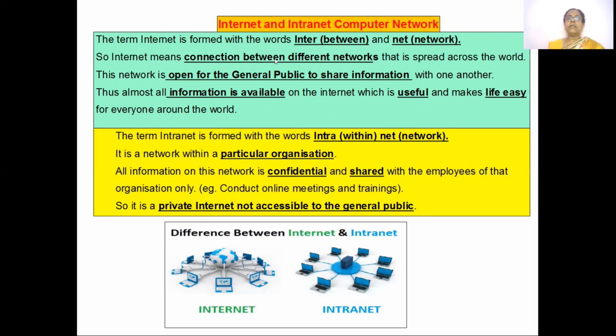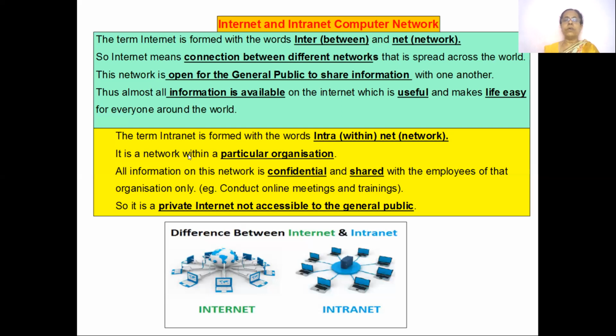So internet is a network of networks. It is a connection between different networks. That means LANs are connected to different LANs and then spread across the world. And it is open for the general public. Anybody can use the internet to send information or to collect information over the net, and it is useful in our everyday life. Let's see intranet.